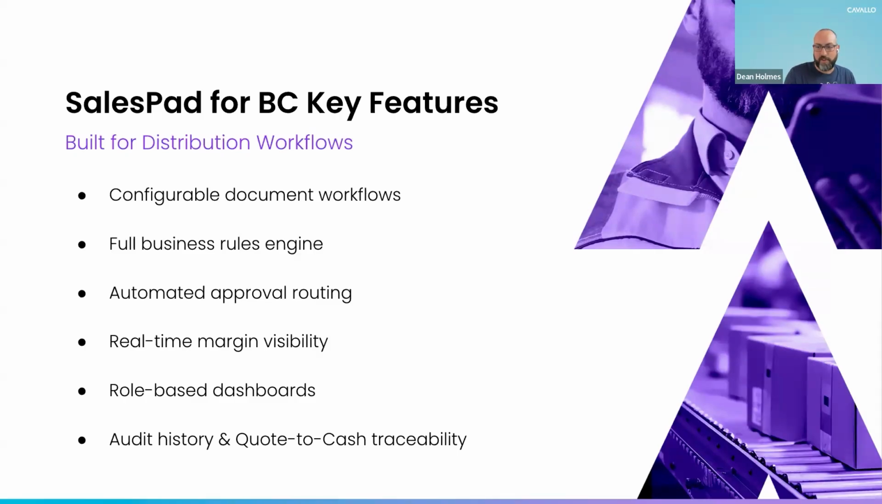So some of the things that we're bringing to the table with SalesPad for BC are configurable document workflows, right? So moving documents in a way that makes sense for your business. A full business rules engine, right? I know this is one that you hear a lot. Like, we've got some compliance, and we've got things that we need to check. Those business rules have been a huge boon for our customers that utilize that. Automated approval routing, right? Just the fact that, hey, if I've got exceptions or I've got things that I need to have go by a manager, I can automate that so they don't have to manually go in there.